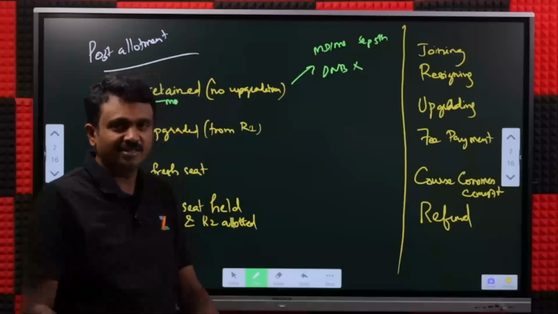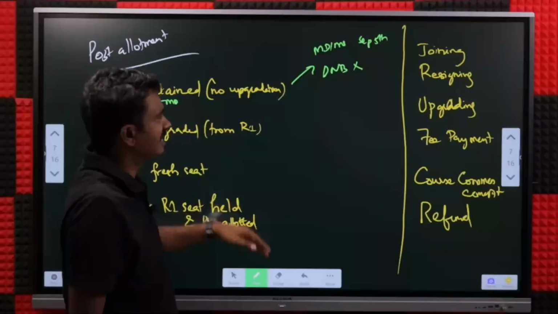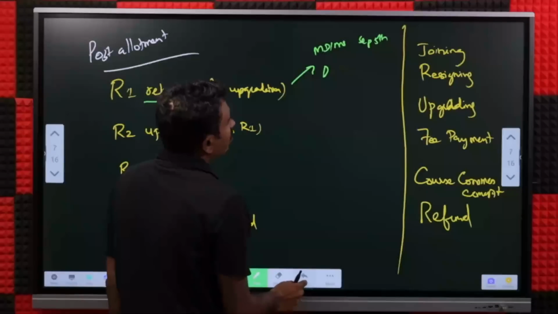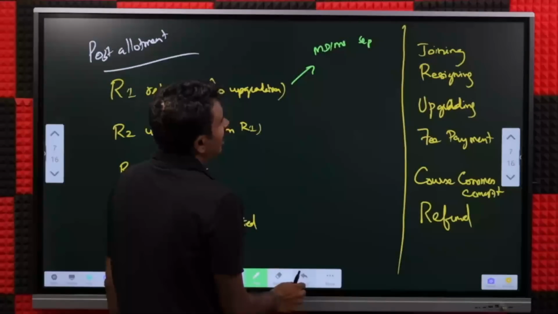Okay, very clear. R1 retained seat. If I want to resign an R1 retained seat, in that scenario, this is for joining. What we discussed is for R1 retained joining.